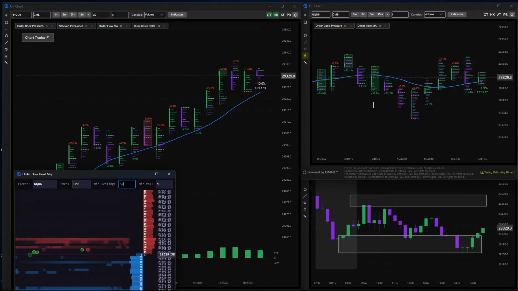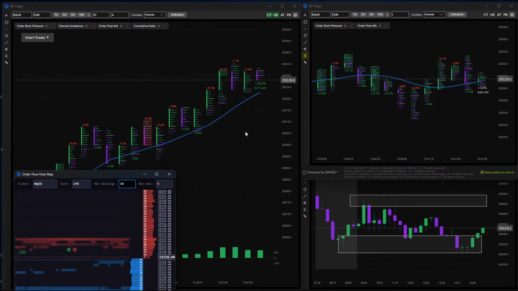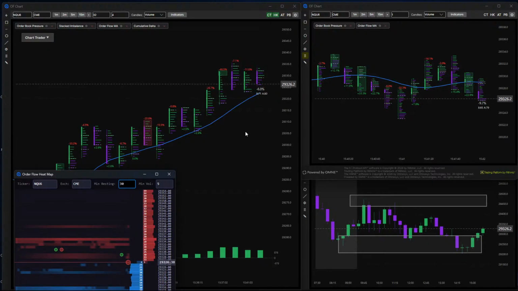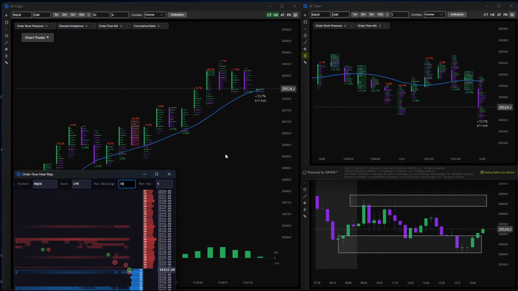So this is the order book pressure indicator. Order book pressure. I don't know what I'm going to call it. Well, we can always rename it. We can come up with some fancy name.